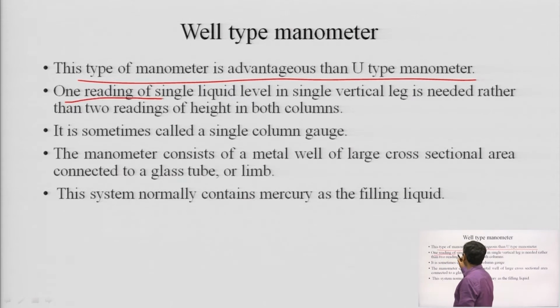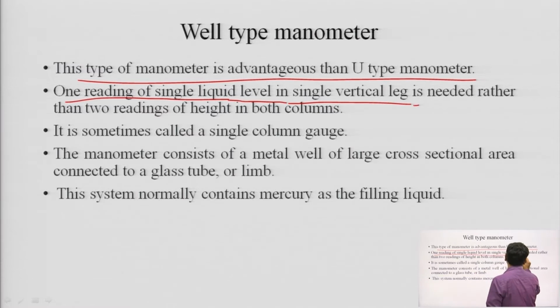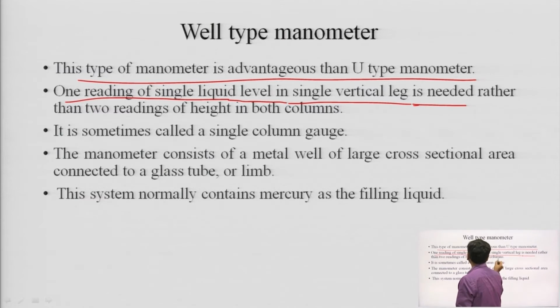One reading of a single liquid level in a single vertical leg is needed, rather than two readings of height in both columns. So, we can understand the advantage from this line: we need to see only the reading of a single vertical leg. That is the advantage as compared to the U-tube type manometer.